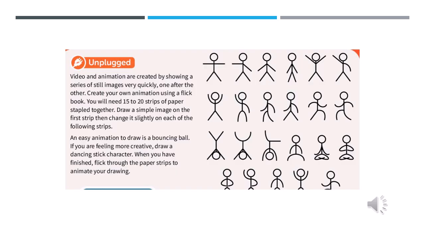So actually images are made like this. Each and every position, each and every frame is made individually, and after that, to make a video you have to run them at a fast pace. Similarly, an easy animation to draw is the bouncing ball. If you are feeling more creative, you can draw a dancing stick character like this. When you have finished, flick through the paper strips to animate your drawing.